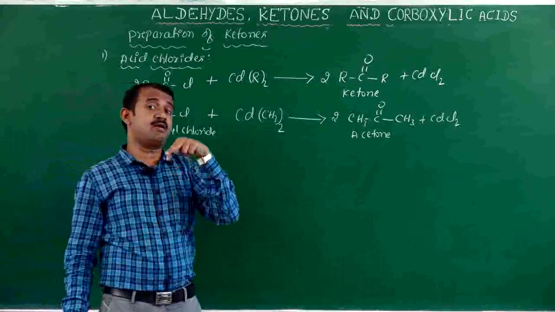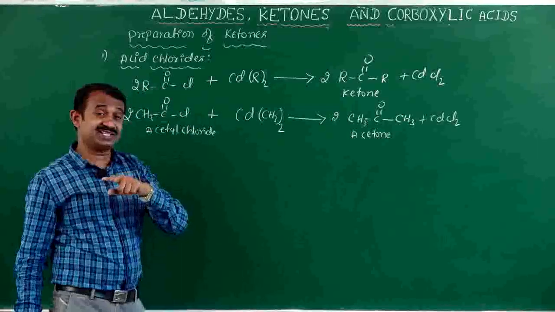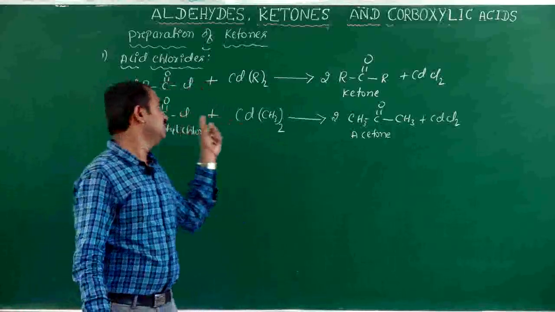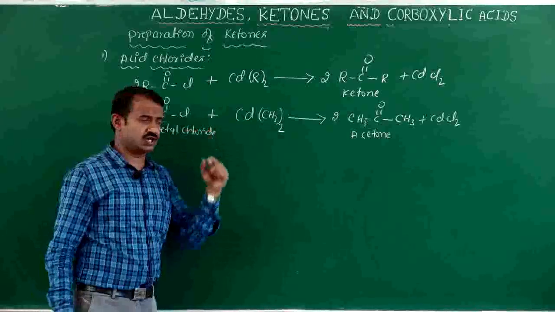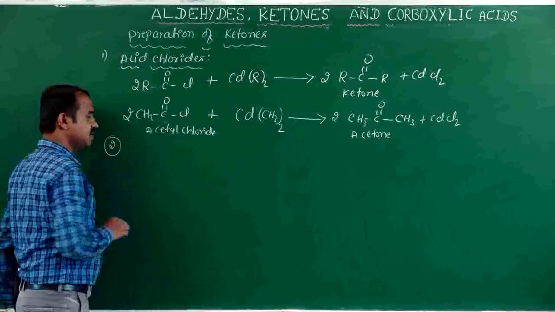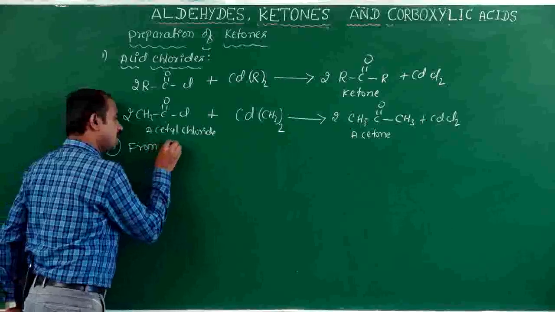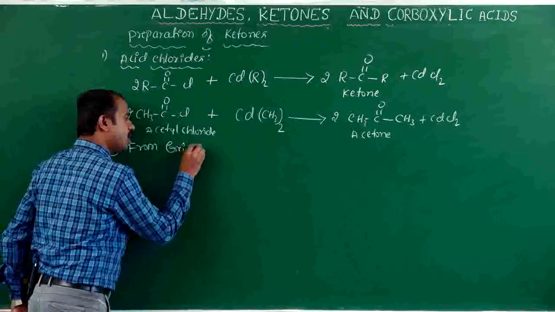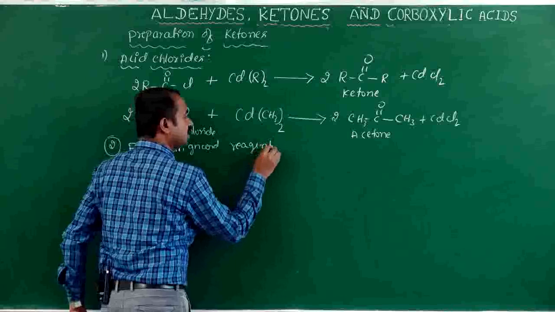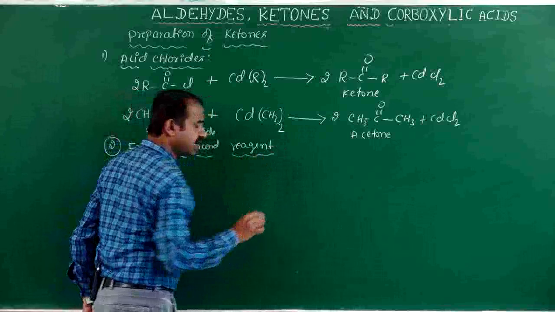We can prepare aldehydes as well as ketones from acid chloride. For aldehydes, that is the Rosenmund reaction. This one is the general reaction from acid chloride. The second one is from Grignard reagent: preparation of ketones using Grignard reagent.